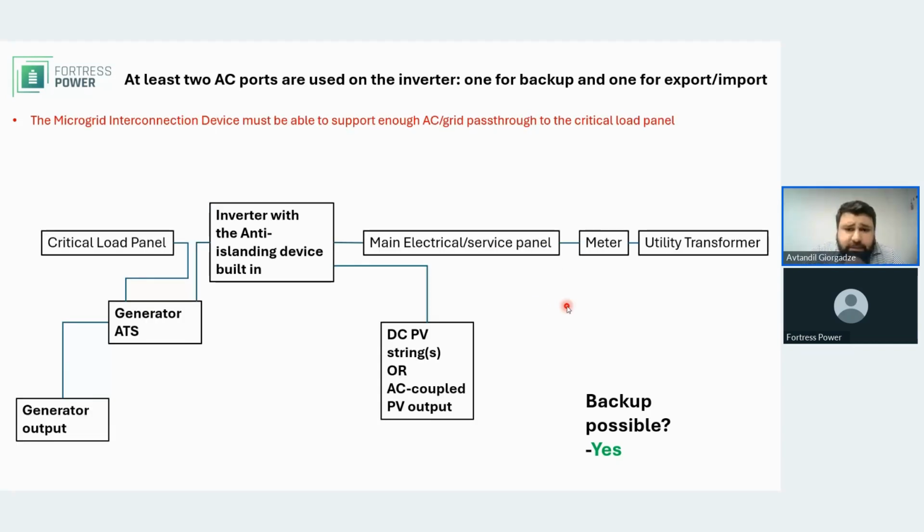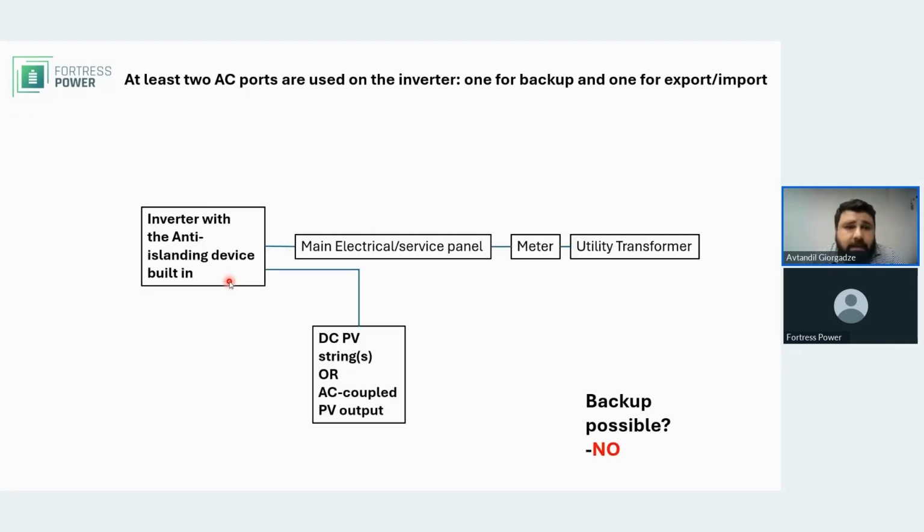Same situation here with the critical load panel. It just so happens that the main electrical panel, in addition to the meter, is upstream of the inverter. Everything else remains the same. And again, here you don't have battery charging capability.